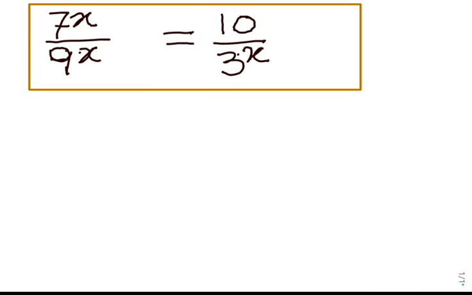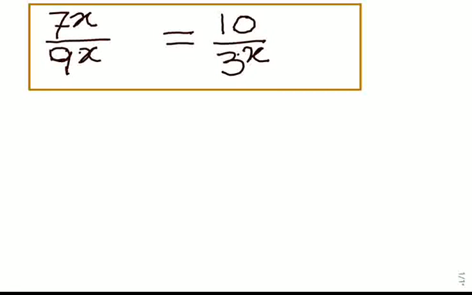In this video I am going to provide the solution to this interesting exponential equation. We are given 7 raised to power x divided by 9 raised to power x to be the same thing as 10 over 3 raised to power x. How do we solve for x?